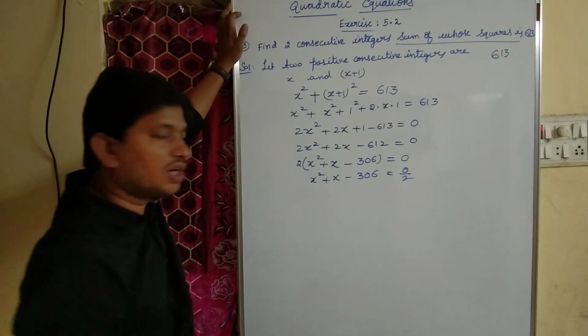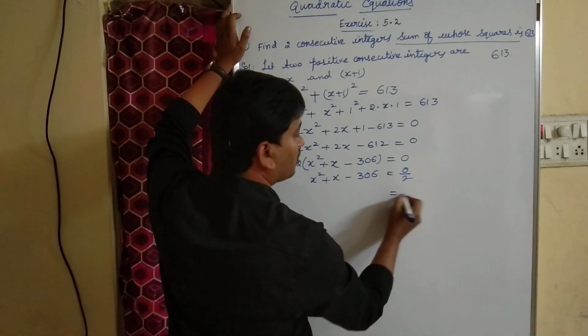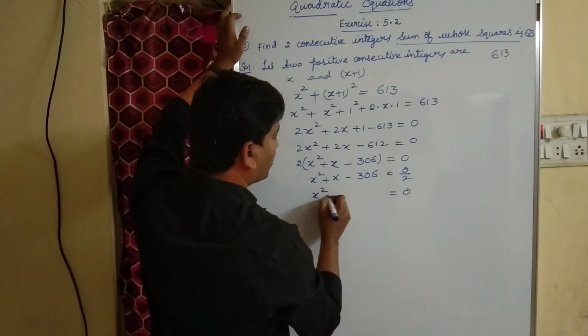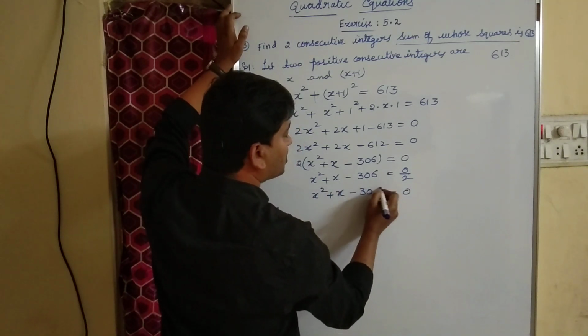So 0 by something what, children? 0 by something which is equal to 0 only. So x square plus x minus 306 equal to 0.